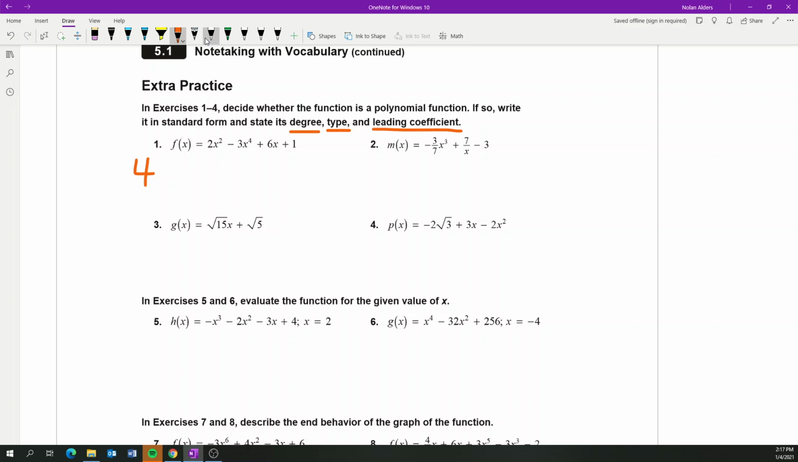And then it also says to name the type. You can see right here it tells us to name the type. The type is just the name of the polynomial function that we're looking at, and it's based on the degree. Now, if you don't know what that is, you can always Google it. You can always say, what kind of function has a degree of 4? And if you do that, you'll see that a function with a degree of 4 is called a quartic.